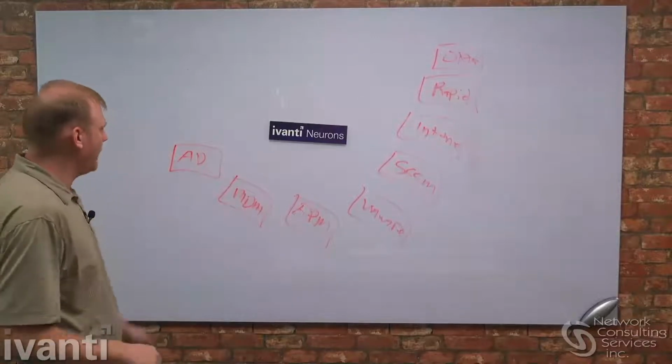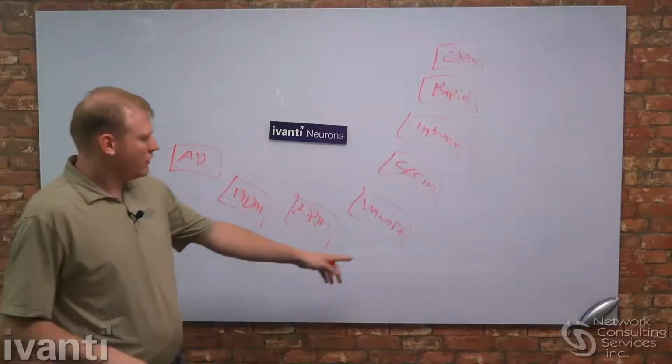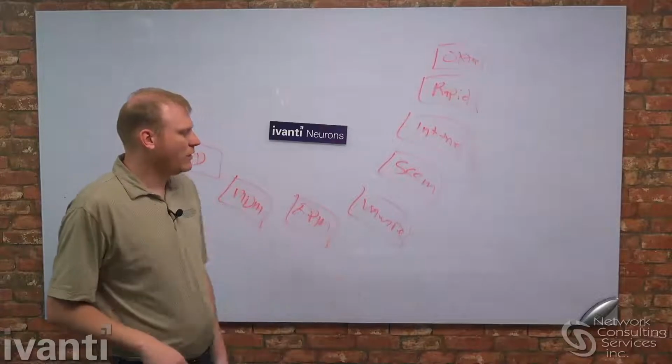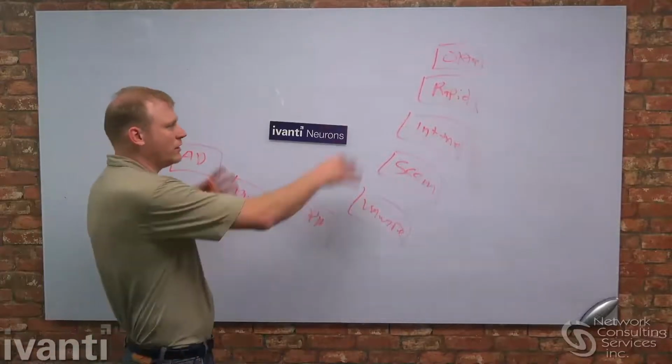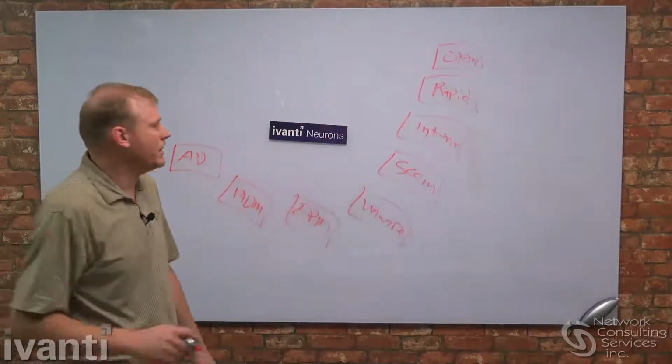EPM is missing server information. Active Directory is missing serial number. VMware has great server information, but it doesn't know anything about printers and scanners. And the list goes on. None of them are complete.